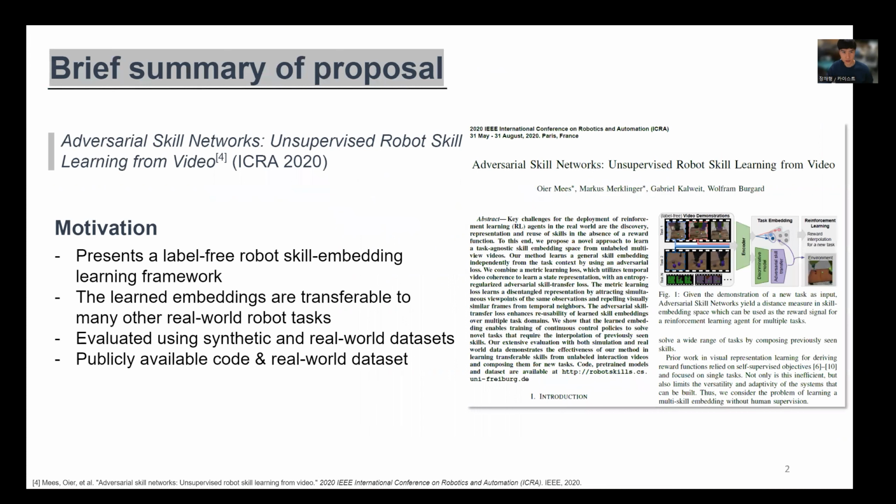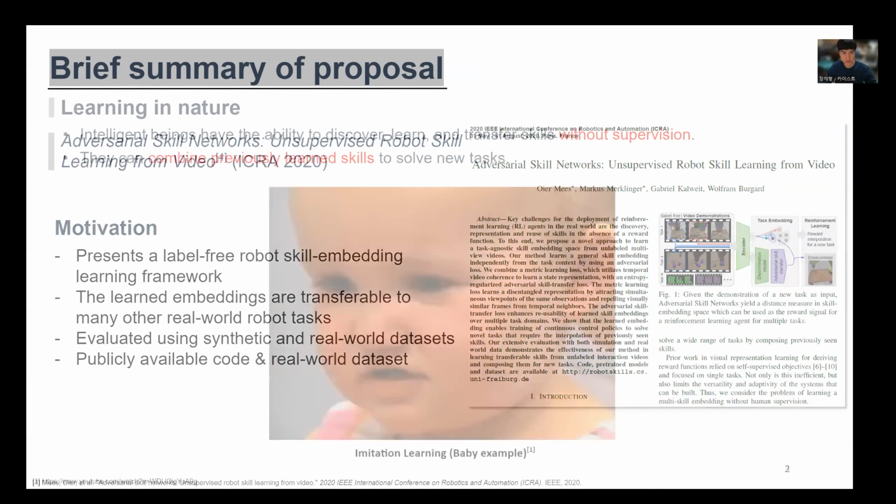We chose the paper Adversarial Skill Networks because it presents a labor-free robot skill embedding learning framework. The learned embeddings are transferable, real-world robot tasks can be evaluated using synthetic and real-world datasets, and finally, the code and datasets are publicly available.